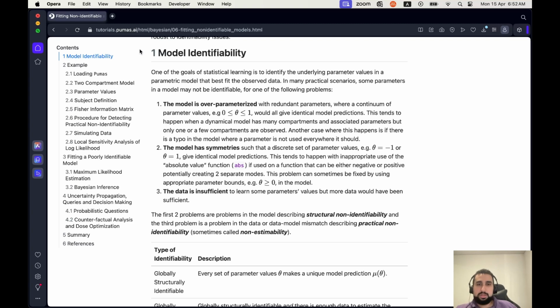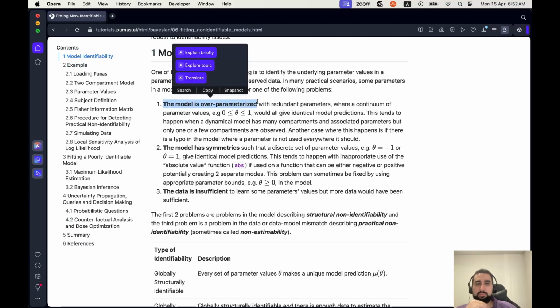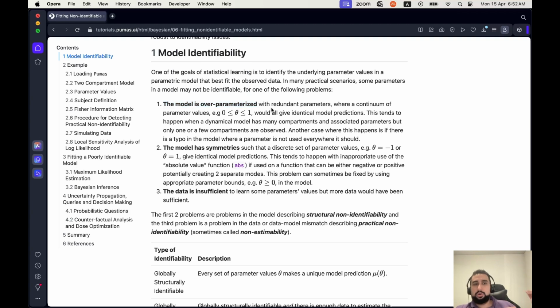This is typically not the case when your model is over-parameterized. There could be multiple parameter combinations, all of which give you the same prediction. Even if you observe an infinite amount of data, there's still this natural redundancy in your model: you can always change some parameters, maybe increase one, decrease one, and get the exact same prediction. So that's often a case.